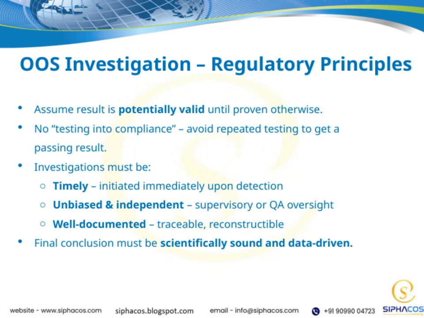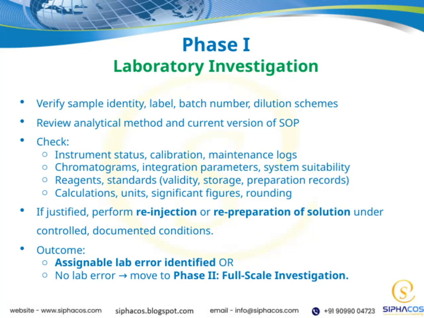Following these regulatory principles helps us maintain integrity and confidence in our results, ensuring we are making decisions based on solid, unbiased science. Let's start by verifying the sample identity, making sure the label and batch number are correct, and reviewing the dilution schemes used. It's also essential to double-check the analytical method we're following and ensure we're referencing the current version of the SOP to maintain consistency and accuracy.